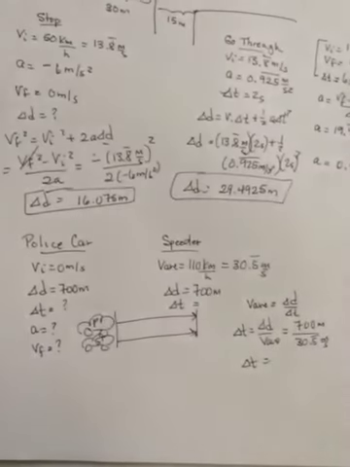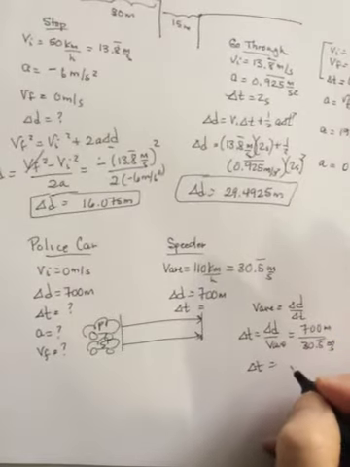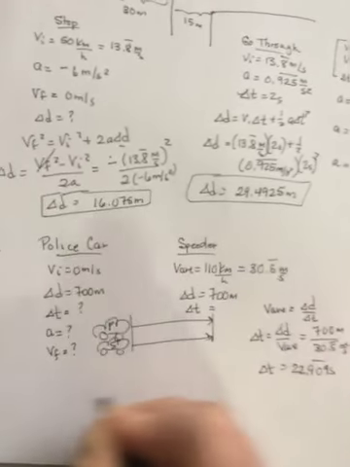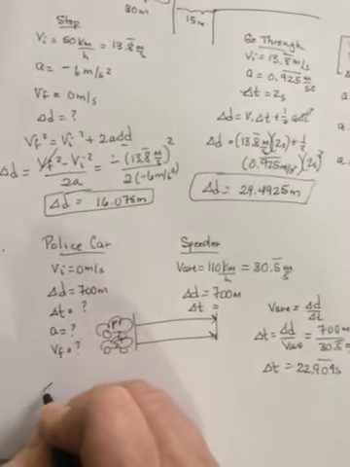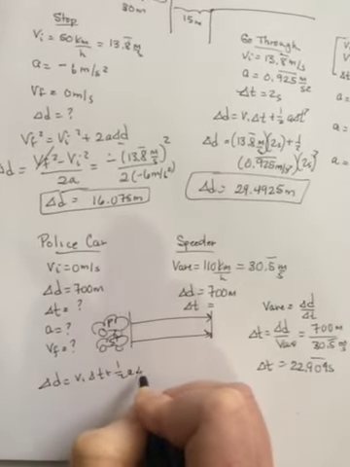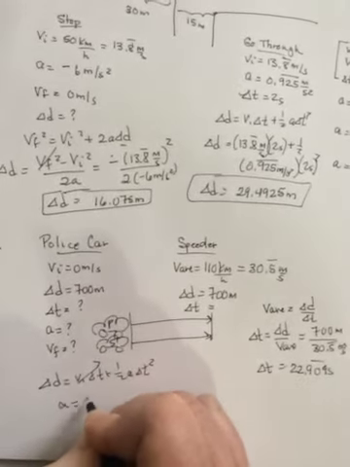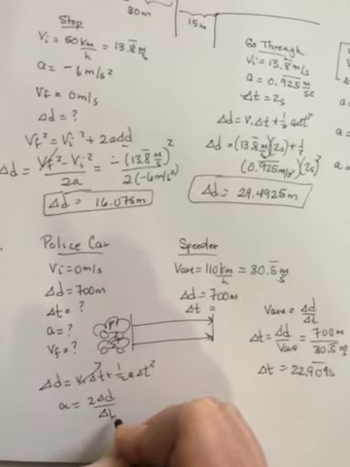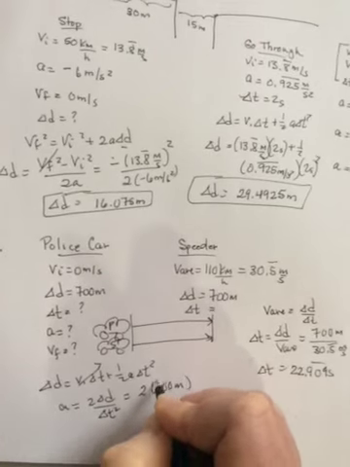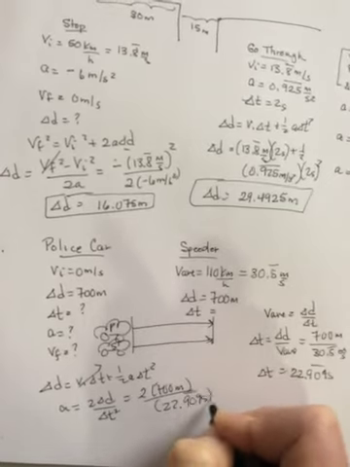Delta T equals 22.909 seconds, and that's repeating. So then you go over here, and now you can find A. Doing delta D is equal to VI delta T plus 1/2 A delta T squared. We're going to run out of time here, but you're going to rearrange this for A. A equals 2 delta D over T squared. So 2 times 700 divided by that 22.909 repeating seconds squared.